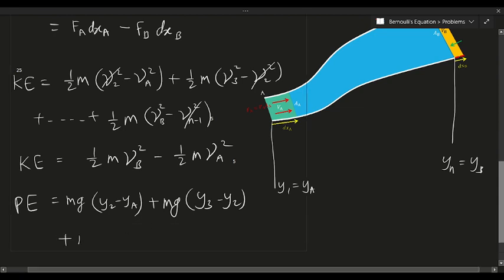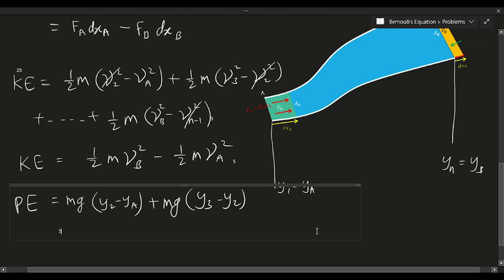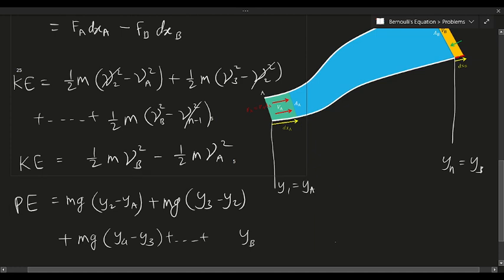Similarly, for the third element, we have the potential energy equal to mg times Y4 minus Y3. It has risen to the level of the fourth liquid element, so the rise is Y4 minus Y3. We continue like this and reach the final liquid element, which has risen from the level of yn minus 1 to the level of yb. So its elevation will be yb minus yn minus 1. Potential energy is m g times that.